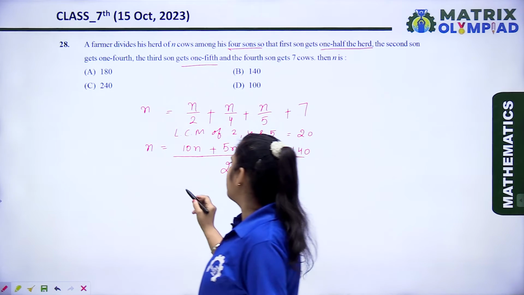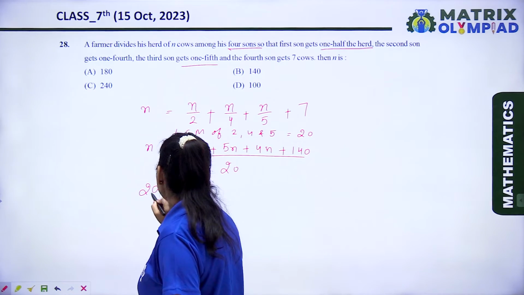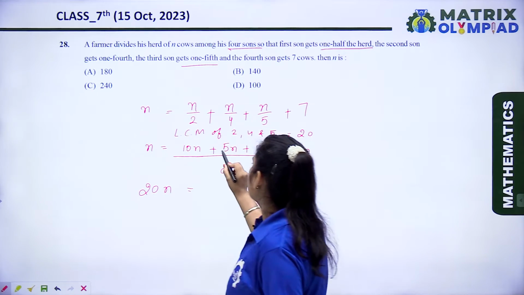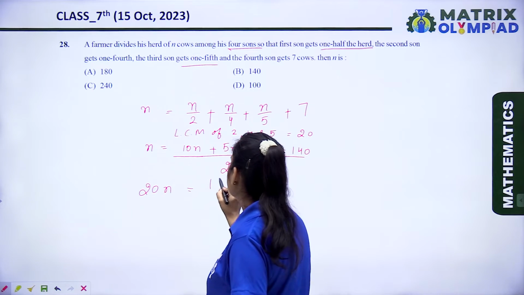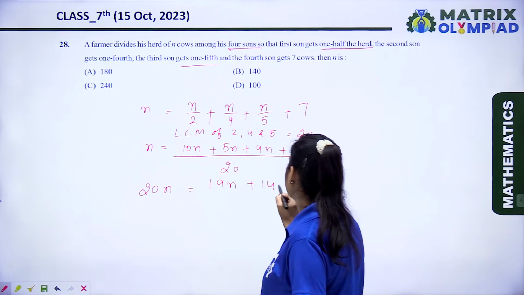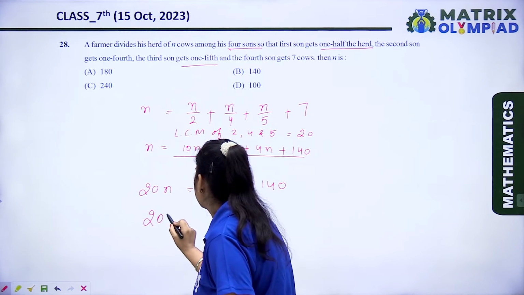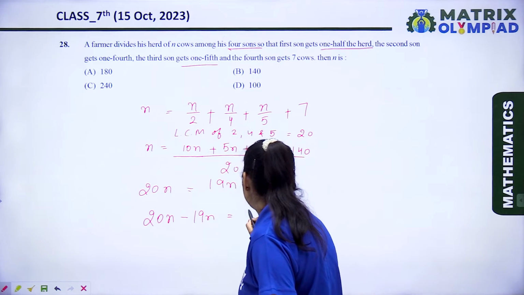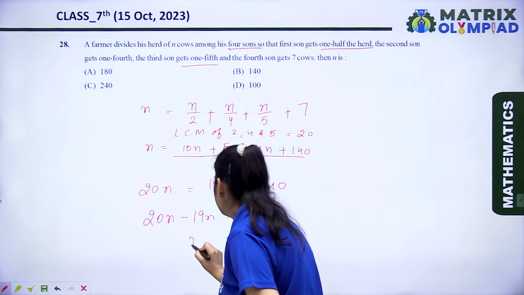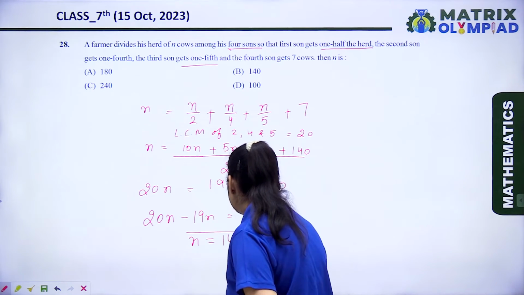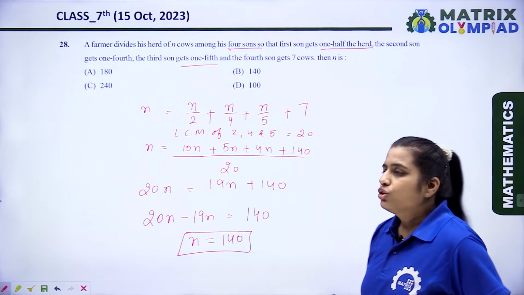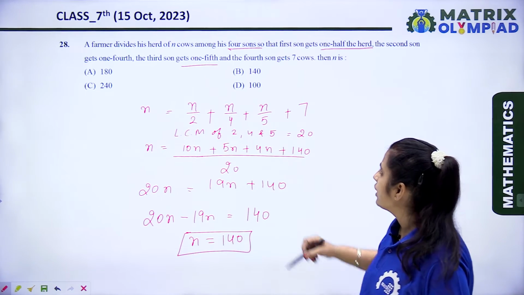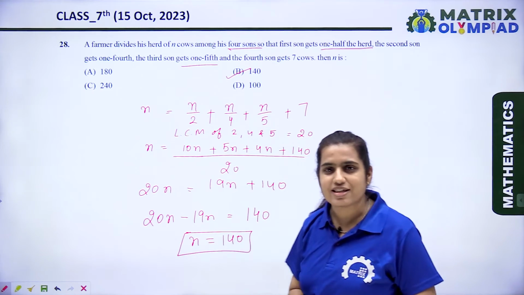And the next step will be, we will transpose 20 to the left hand side. So here it becomes 20n. 10n plus 5n plus 4n will become 19n plus 140. Now we are going to transpose 19n and it will become negative on the left hand side. So here the value of n is 140. So the total number of cows is 140. Here option B is the correct answer.